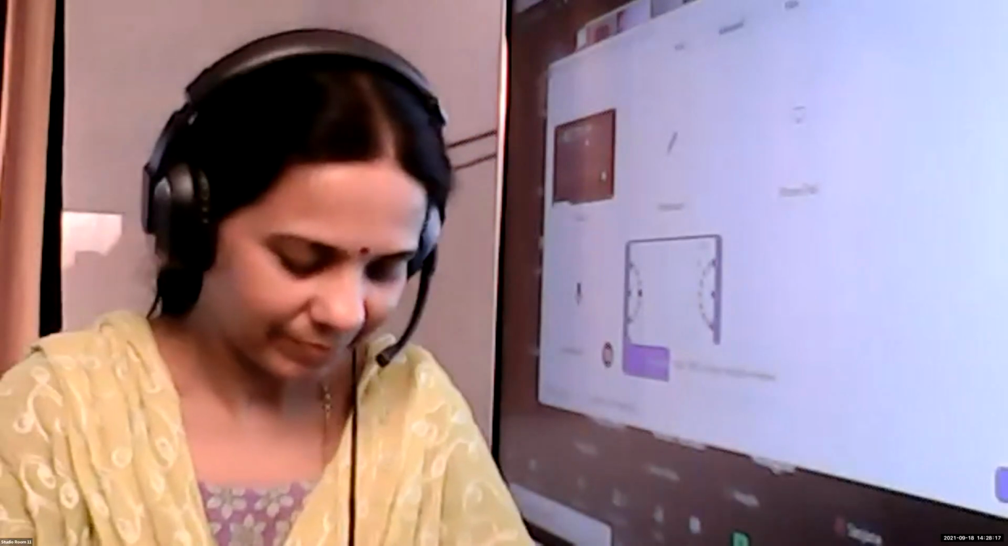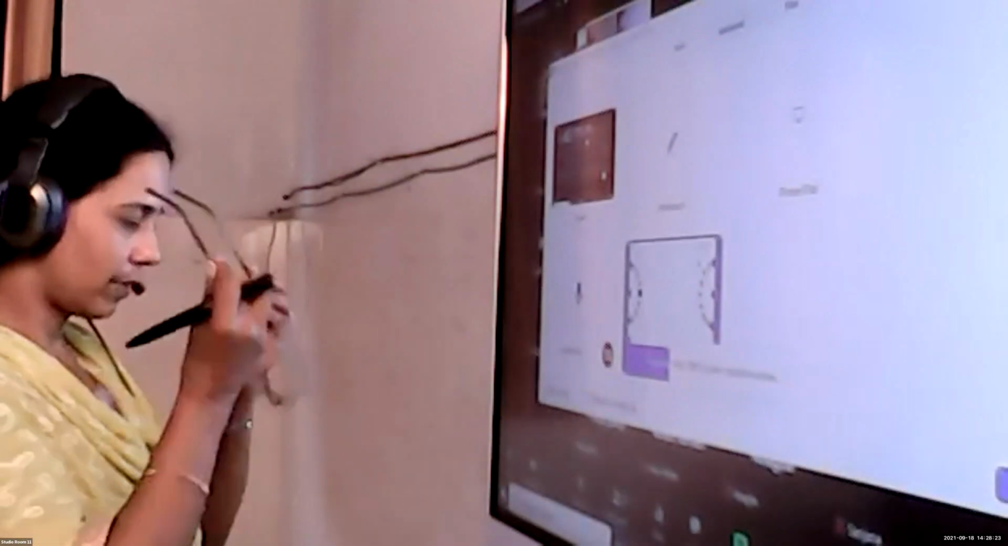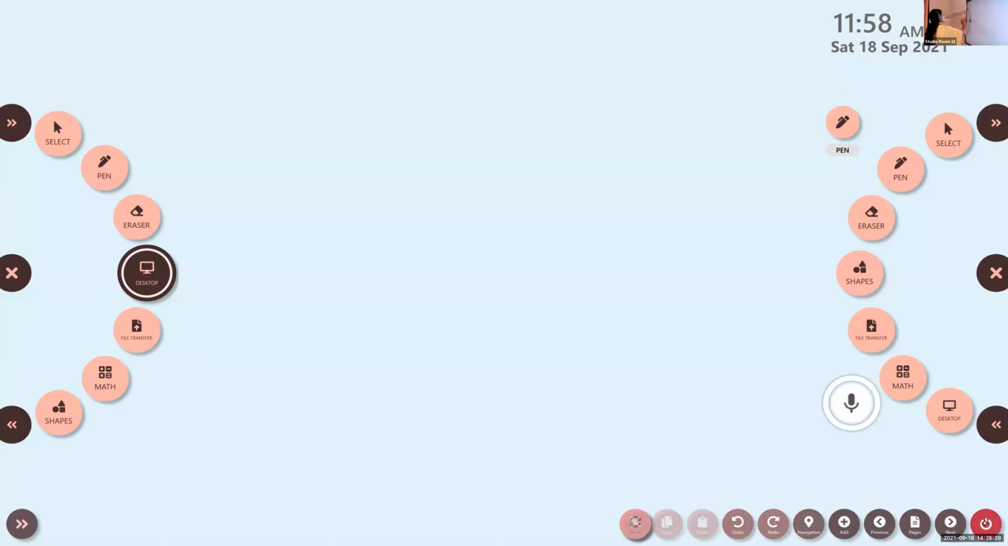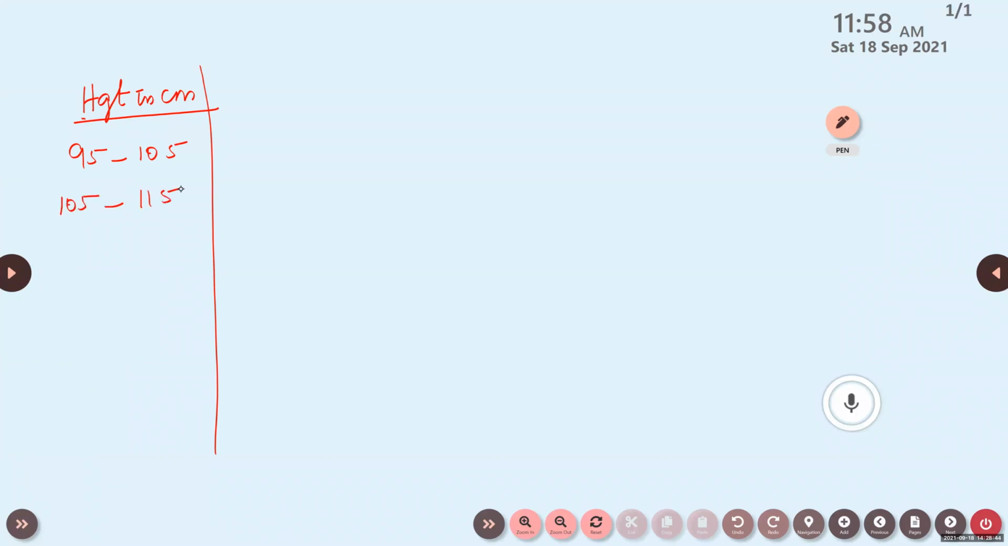Okay, now we can do that one. Take the question. The data is given in the form of intervals: height in centimeters and frequency. Height is given as 95 to 105, 105 to 115, 115 to 125, 125 to 135, 135 to 145, till 145 to 155.